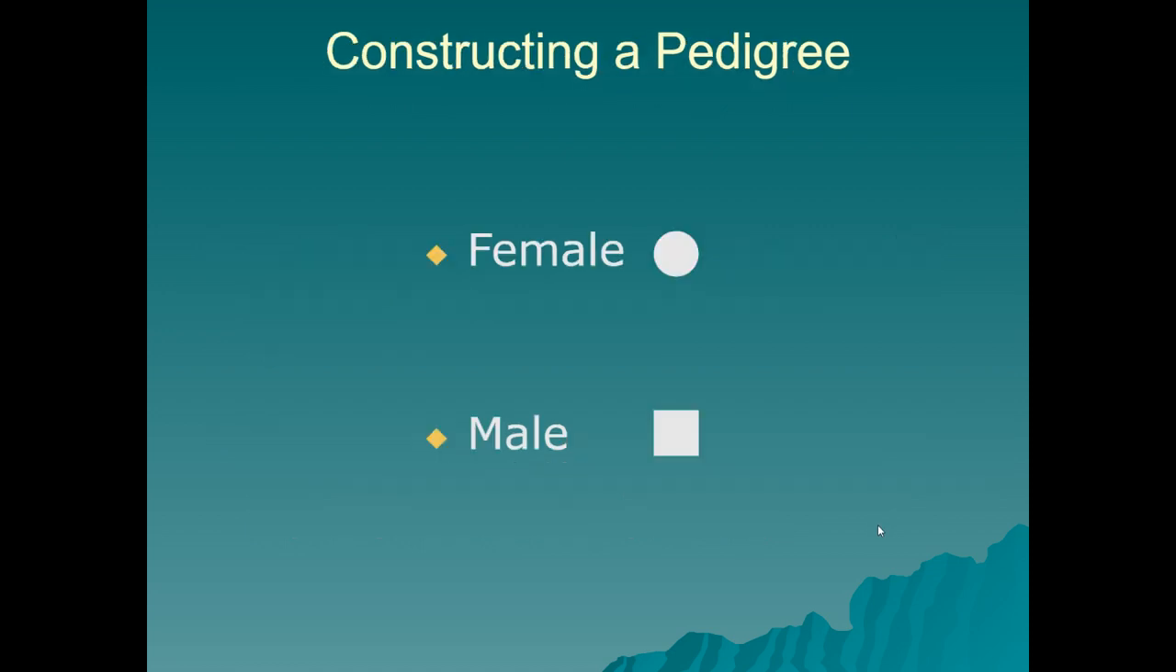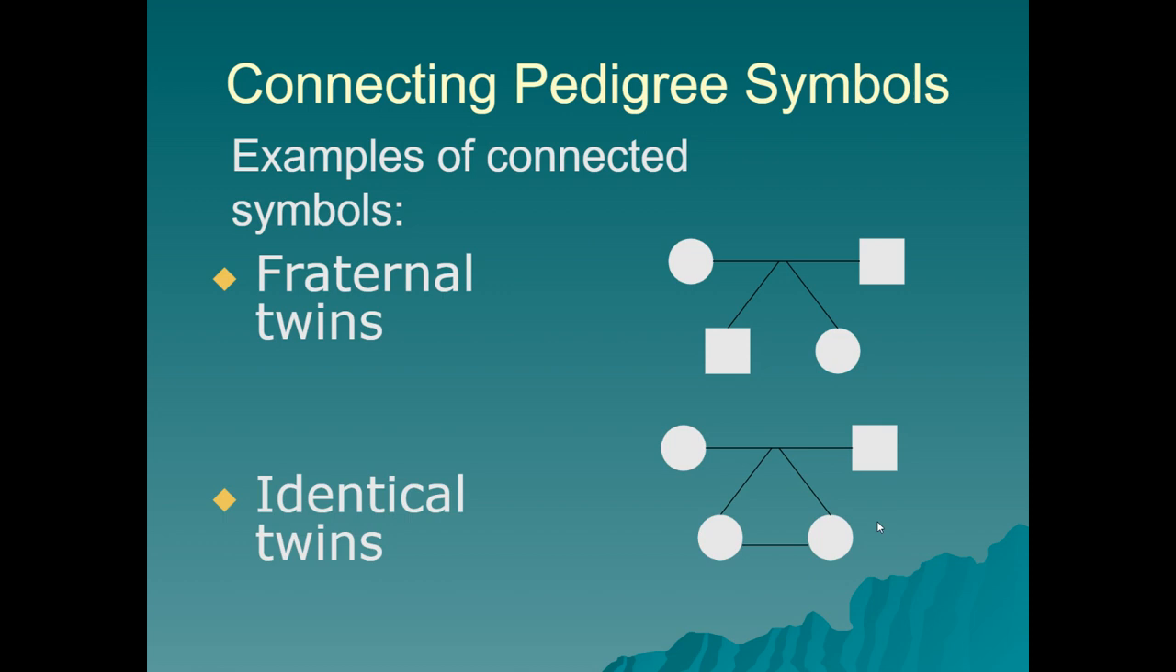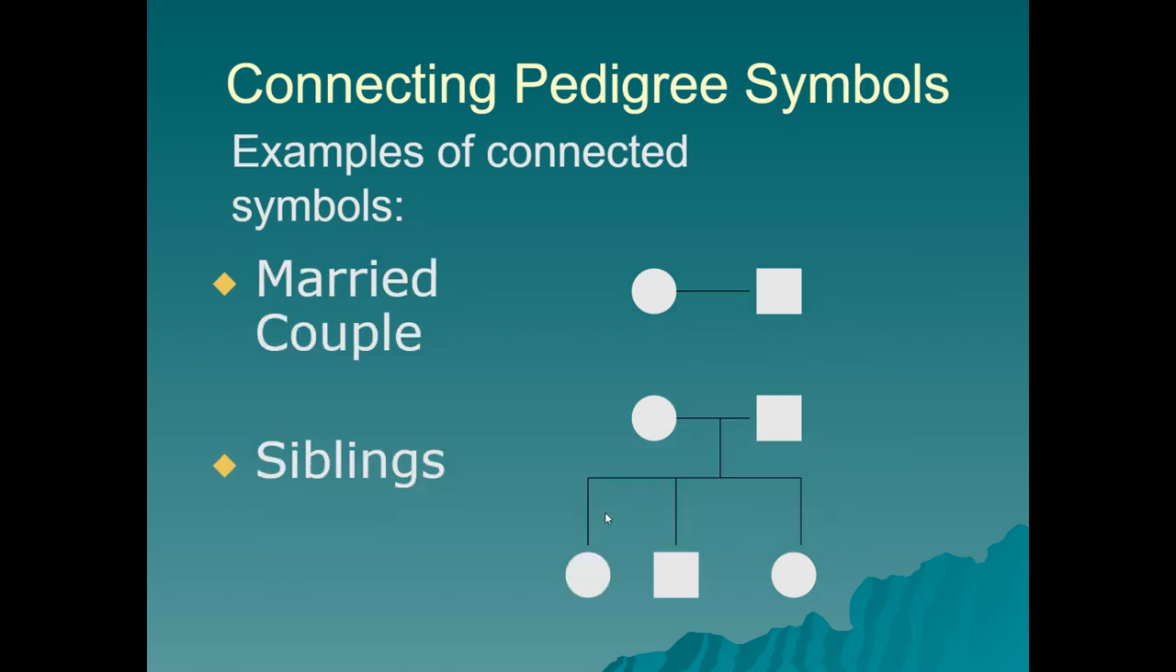Okay, so constructing a pedigree, the two basic symbols would be female and male. So female is represented by a circle and the male is represented by a square. You don't see this too often, but looking at this, examples of connected symbols. A fraternal twin would look like this with the parents up here, and identical twins would look like this. And then this is some main ones here.